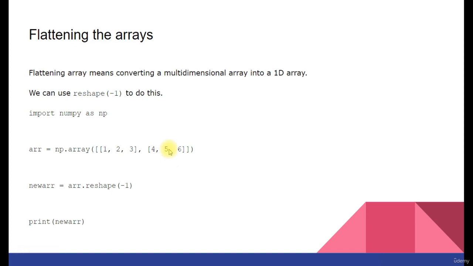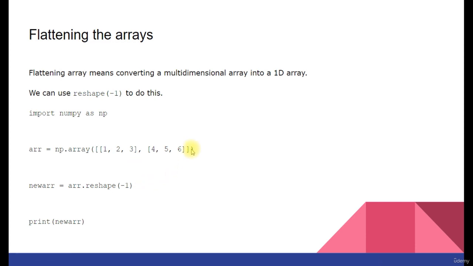As you can see, this is the first and this is the second dimension. Now we want to reshape this into a 1D array. So simply we have to call arr.reshape, and into .reshape we have to give the argument -1. So this can work on arrays of any dimensions.